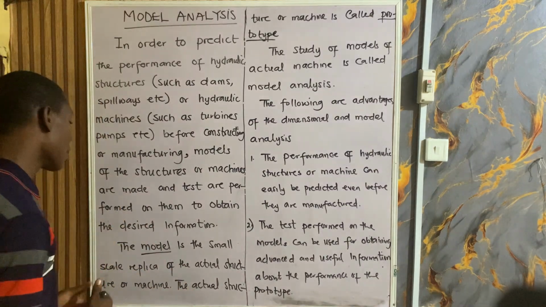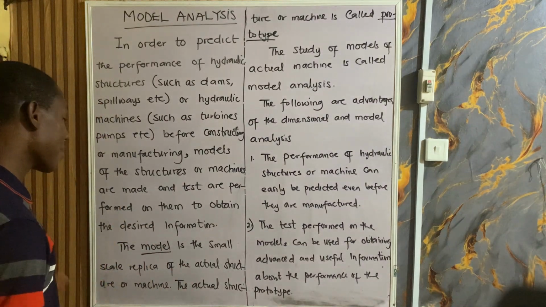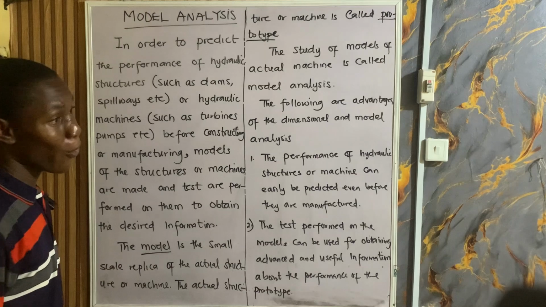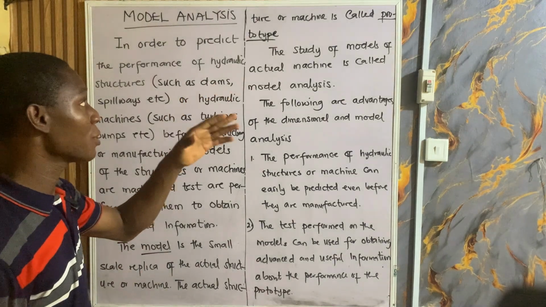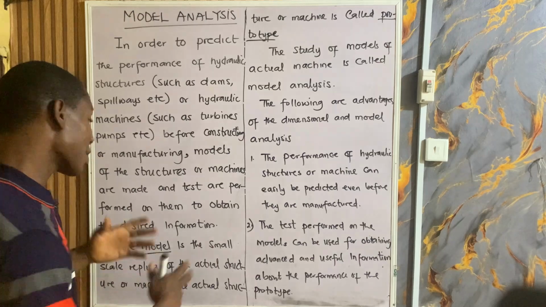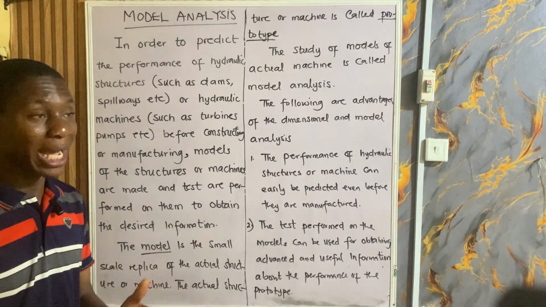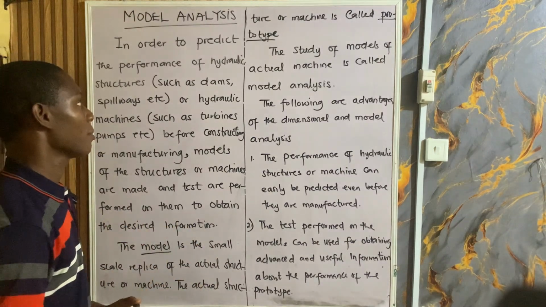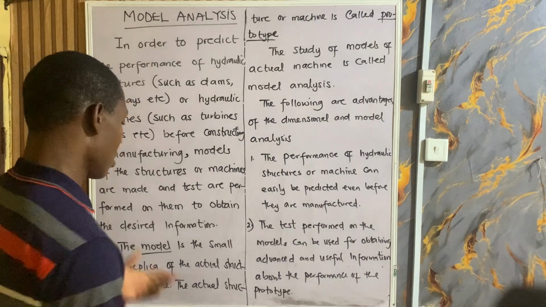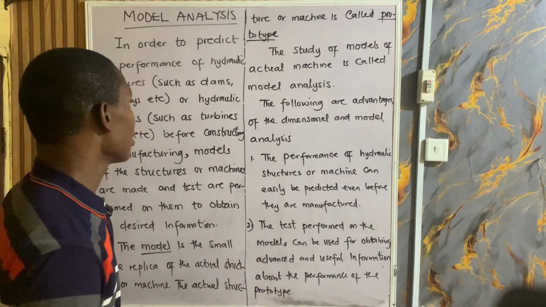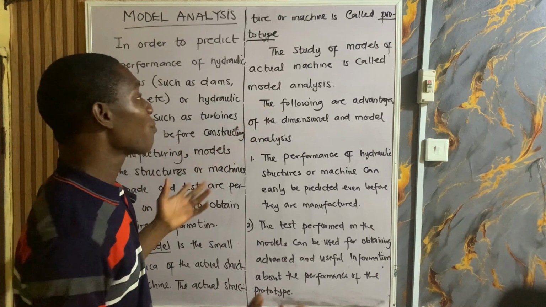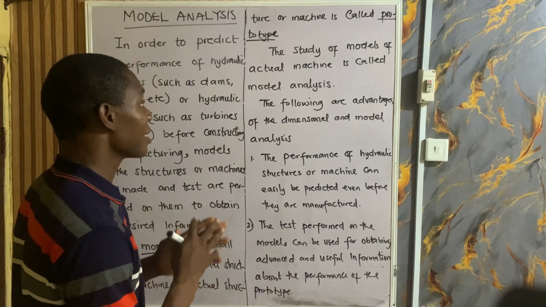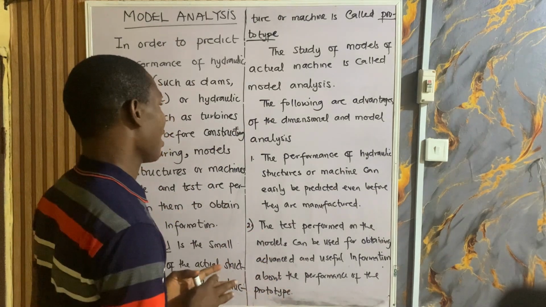That's actually what a model is. A model is a small scale replica of the actual structure or machine, and the actual structure or machine is called a prototype. Though not in all cases is the model smaller than the prototype, in most cases the models are smaller structures compared to the prototype. Now, the study of models of actual machines is called model analysis.